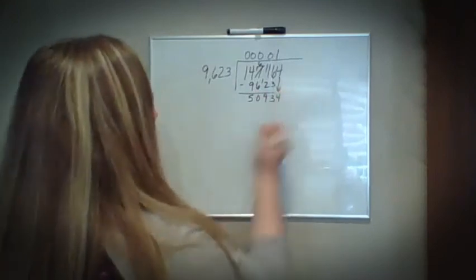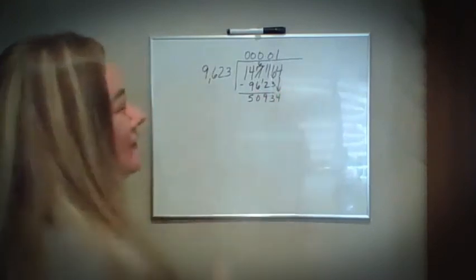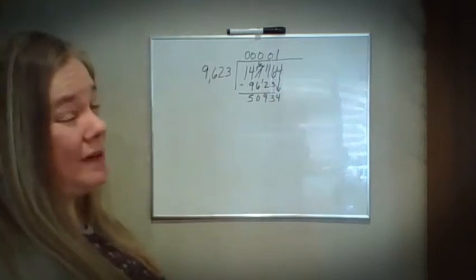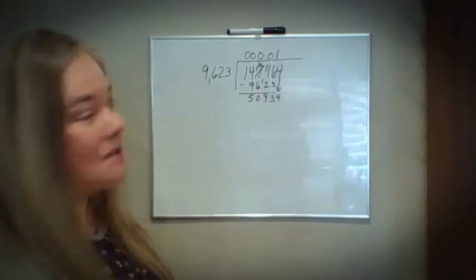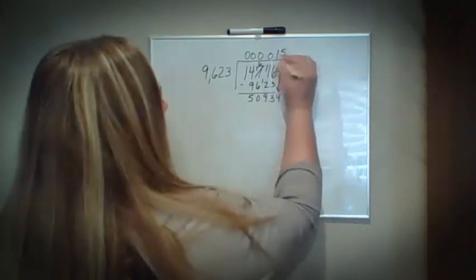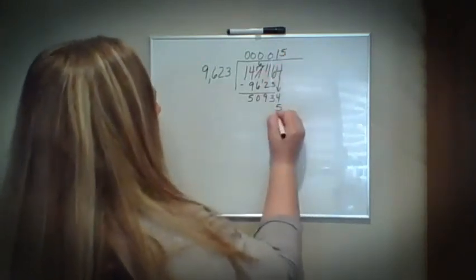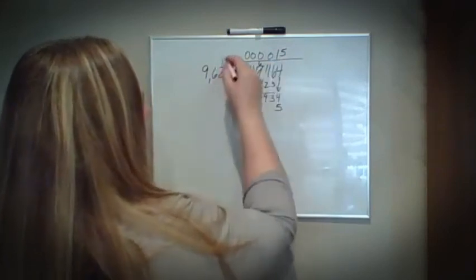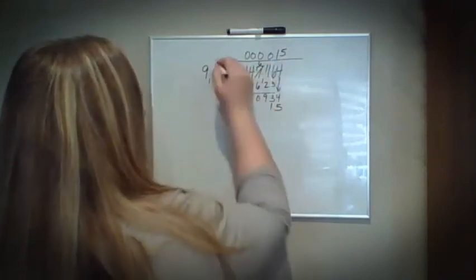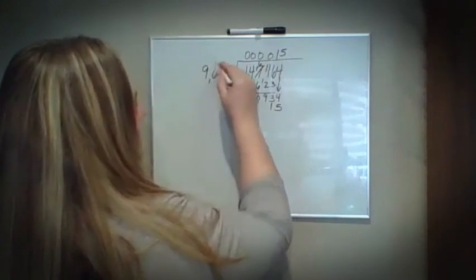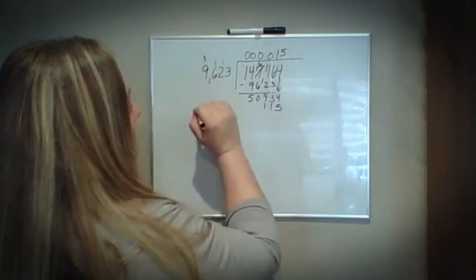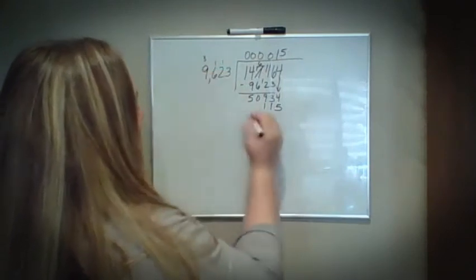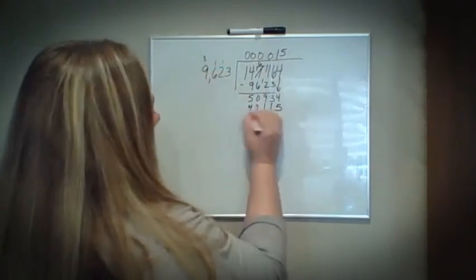I'm going to bring down my 4. 9,000 into 50,000, that's probably going to be somewhere around 5 because 9 times 5 is 45. Again, mental math is helpful here. 5 times 3 is 15. Carry the 1. 5 times 2 is 10 plus 1 is 11. 5 times 6 is 30 plus 1 is 31. 5 times 9 is 45 plus 3 is 47.